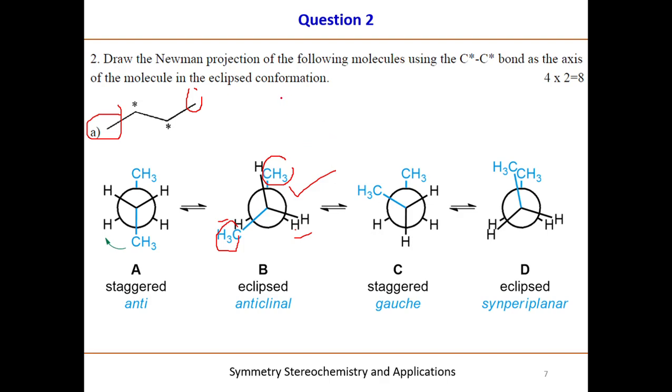If you draw Sawhorse's model, see this way. Here this is our first carbon, and this one is our second carbon. Here we have methyl upside, I will write CH3. Here downside, I will write CH3 on this side. Now in Newman projection we are looking from this side.